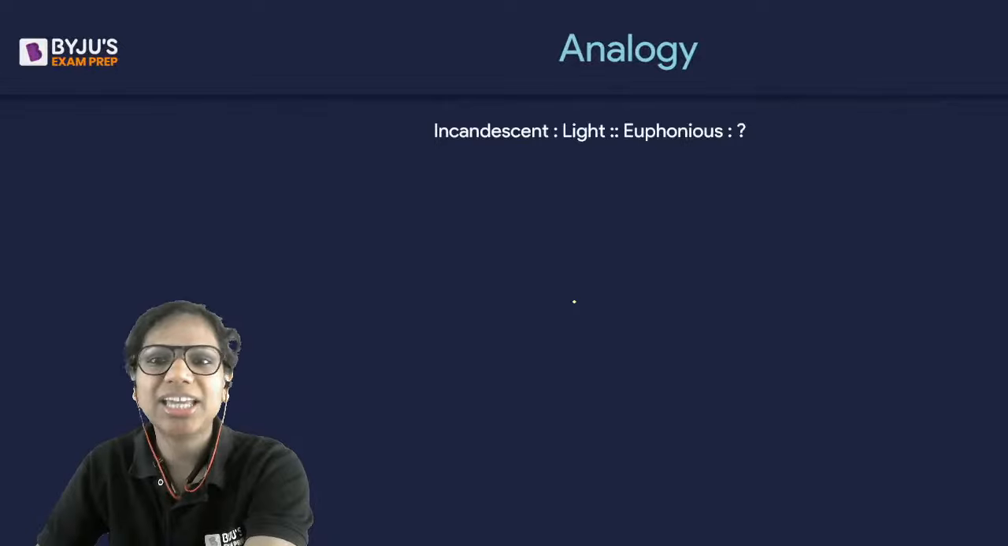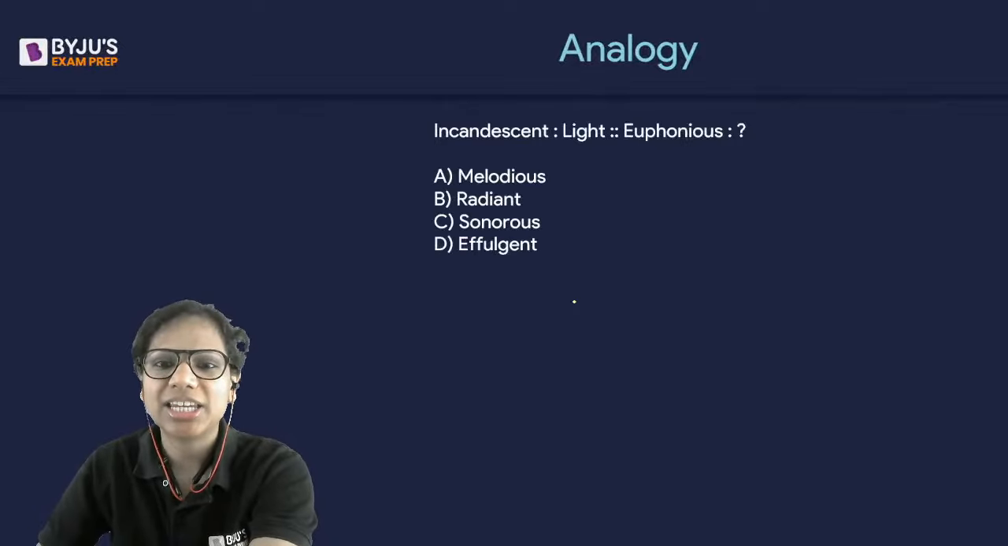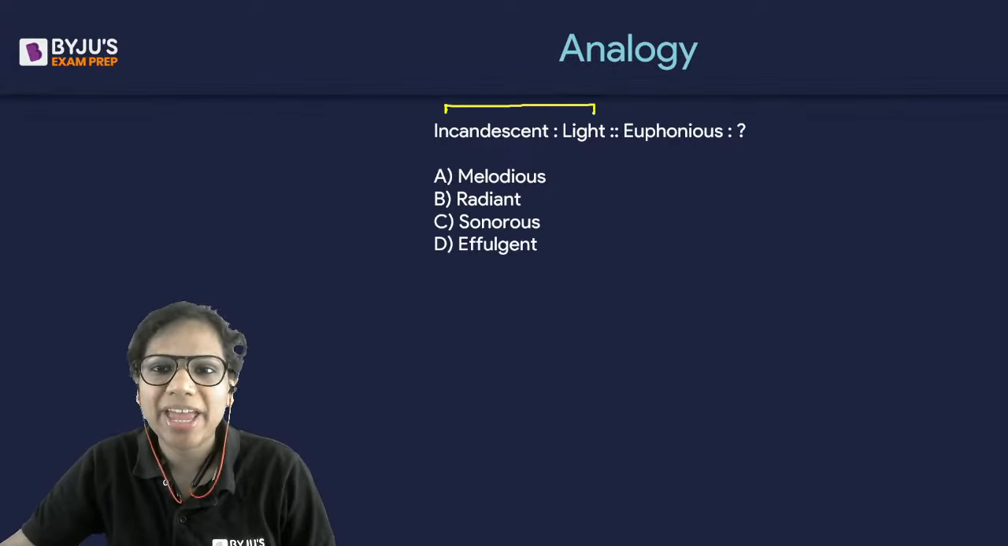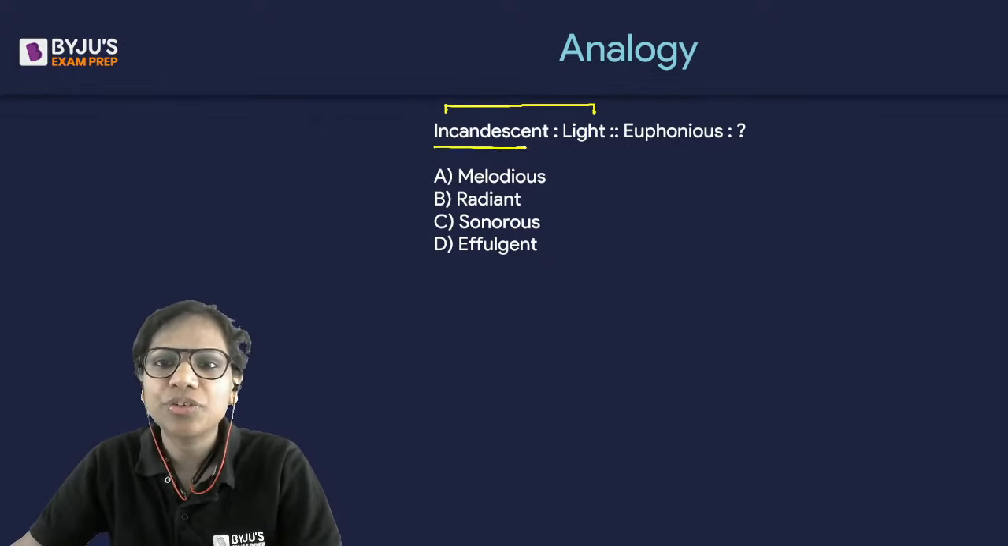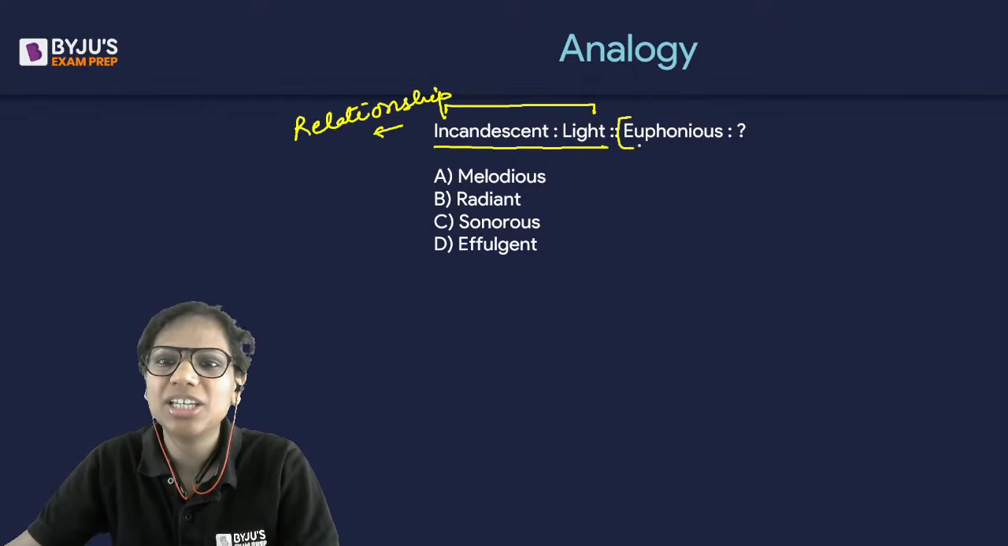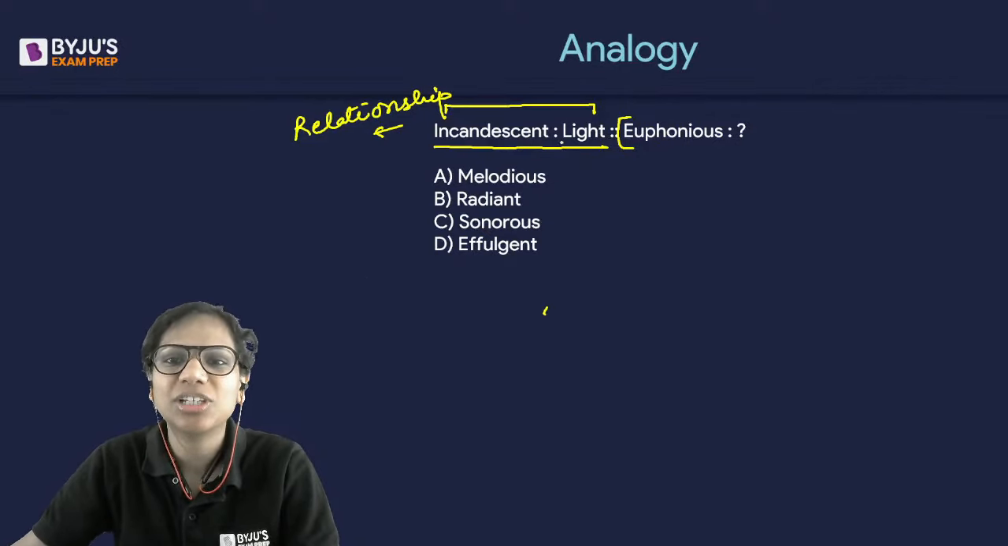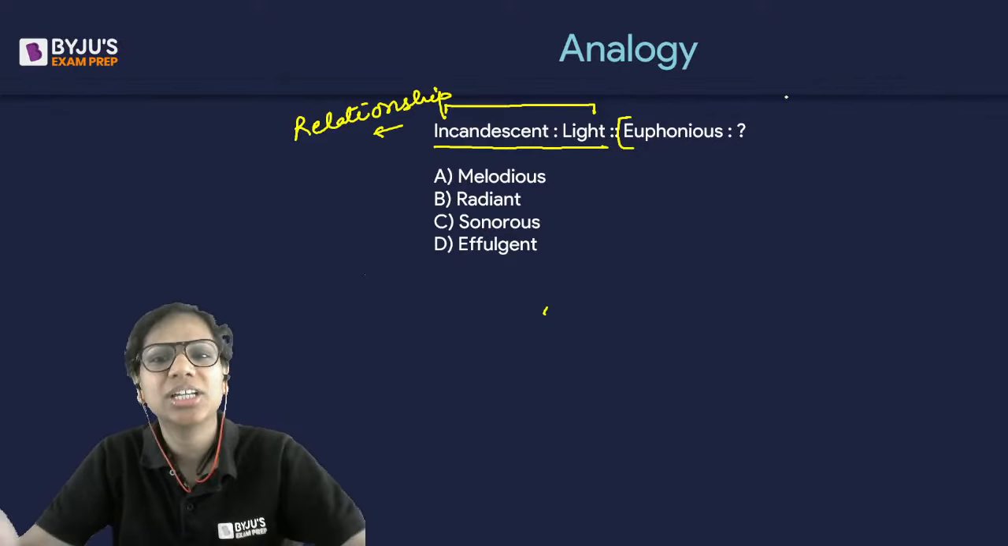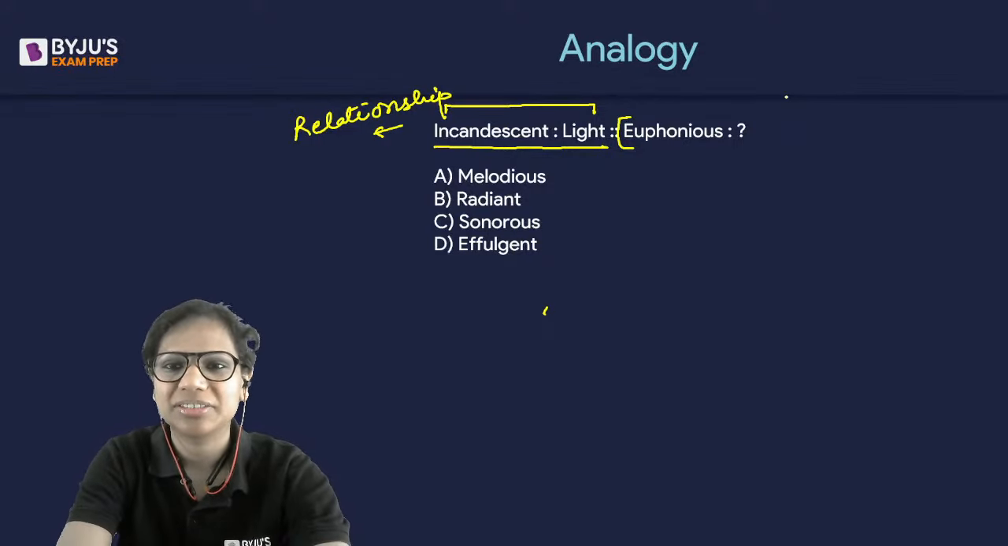Now, let's have a look at an analogy question. So, in analogy, what you have to do is one pair of words is given to you. You figure out the relationship between this pair, and then you look for a similar relationship in another pair. So, now you have to form a pair with euphonious, which has a similar relationship that incandescent has to light. So, tell me. A very easy question again.